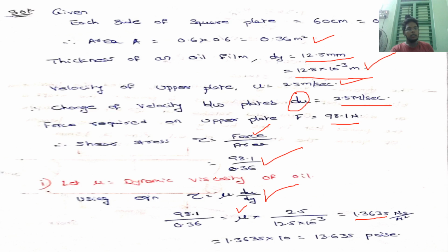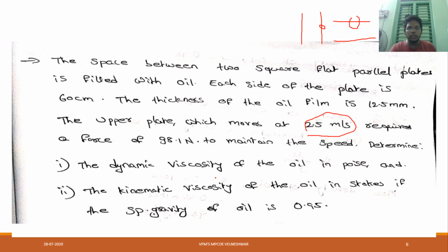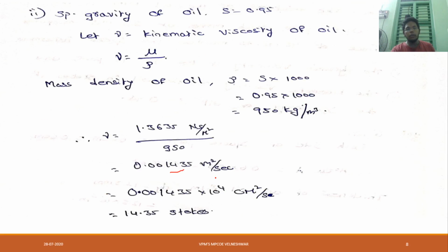Now see here, the mu value we have found. What is the first one? Dynamic viscosity of the oil in poise. Mu value is it. Next, kinematic viscosity of the oil, that is nu. Both are there. Completed sum. This is the sum. Okay.